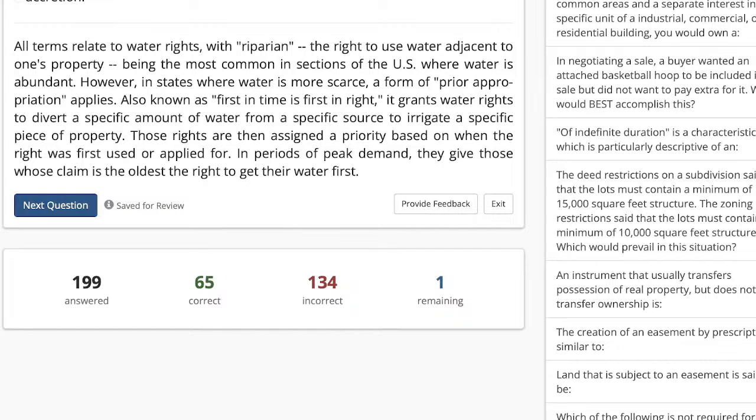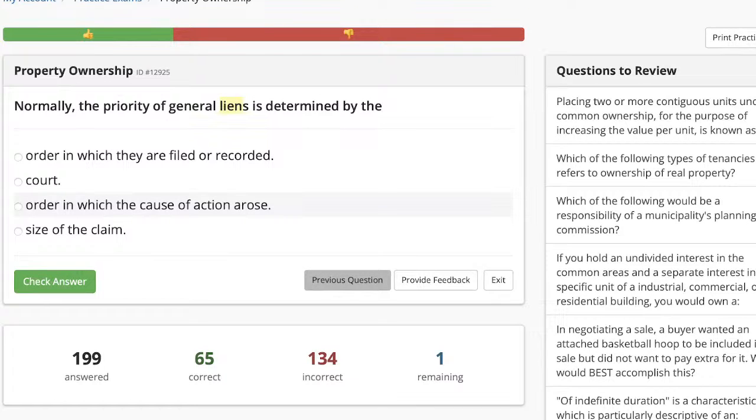Okay, let's move on to actual learning. This is a good one. Normally, the priority of general liens is determined by the A, order in which they are filed or recorded, B, court, C, order in which the cause of action arose, or D, size of the claim.